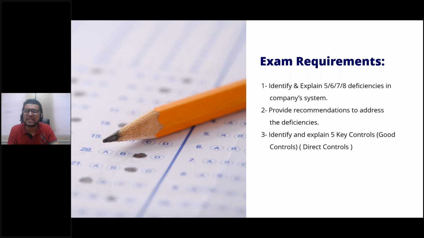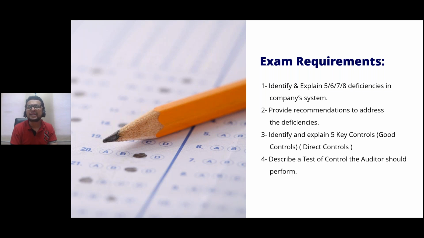Once you have identified the key control from the question itself using the copy paste technique, and once you have explained the key control using your own words, the examiner is never going to stop here. If the examiner asks exam requirement number 3, the examiner would always ask for exam requirement number 4 as well, and that is how, as an auditor, you are going to test that key control. That direct control looks good on paper, it looks promising, but as an auditor you need to test that control in order to make sure that the control is literally operating effectively.